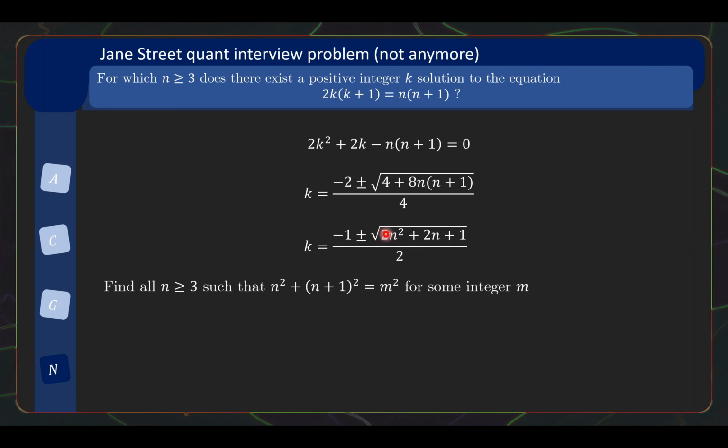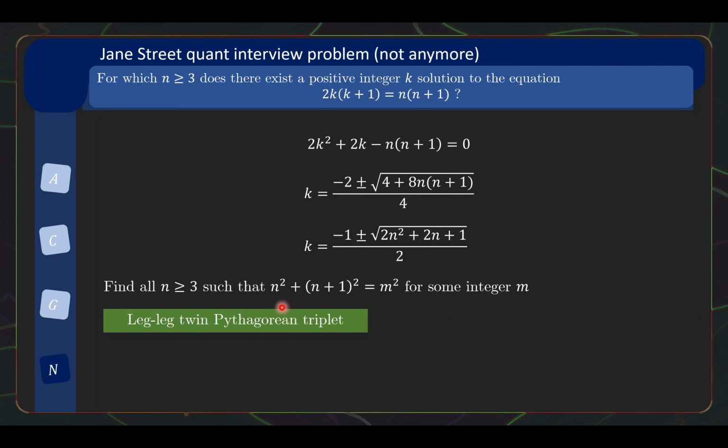The nice thing is that the term in the square root can be written as n squared plus n plus 1 squared. So this is a very nice form. The question becomes finding all n greater than or equal to 3 such that n squared plus n plus 1 squared is also a perfect square. This is now in the form of a Pythagorean triplet where the 2 numbers in the legs are consecutive. So this is called the leg-leg twin Pythagorean triplet.